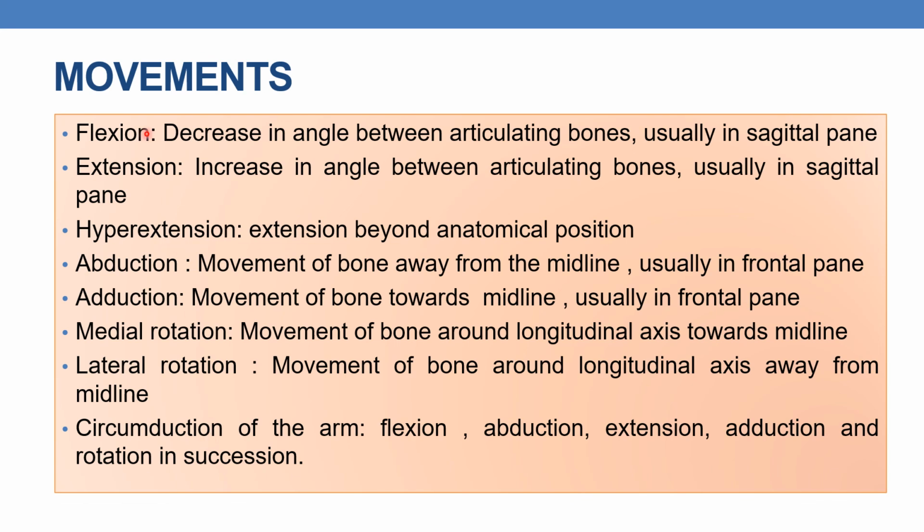So these are the various movements that are performed by the shoulder joint: flexion, extension, hyperextension, abduction, adduction, medial rotation, lateral rotation and circumduction.